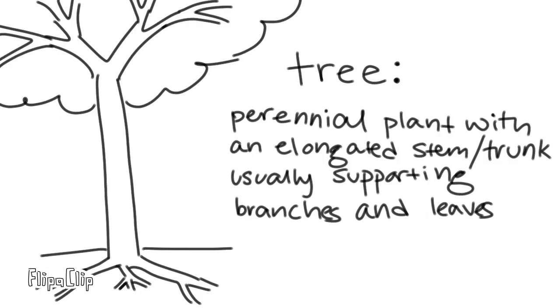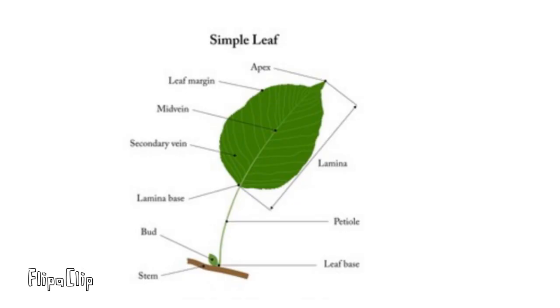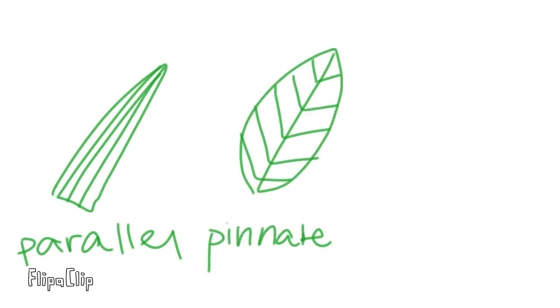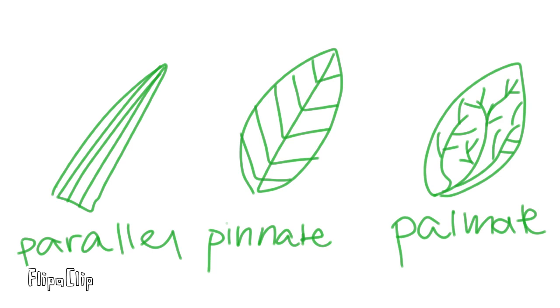Now we know what the event is about, let's learn about the different features of trees. The most common way of identifying a tree is by its leaf. Each leaf will have a petiole, veins, a margin, and a tip. Different leaves can have different venation arrangements. There is parallel venation, pinnate venation, and palmate venation. These are pretty easy to tell apart.